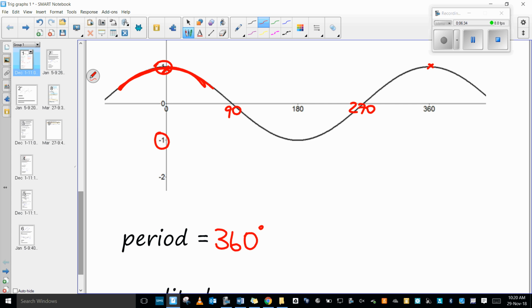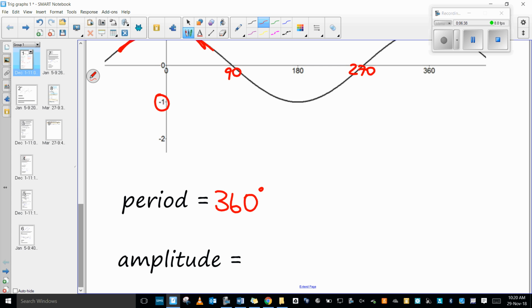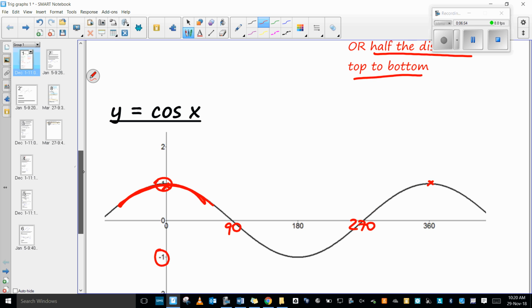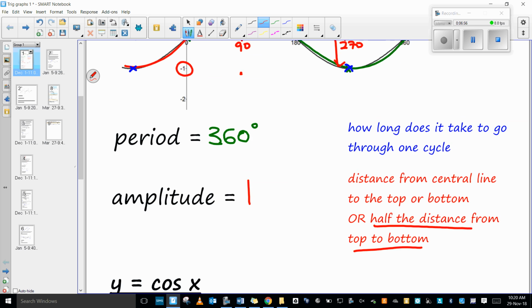She's scared me. Amplitude for this one reads the same description: halfway between the top and bottom, and again it's 1. So the sine and cosine curves are very similar. They are actually just translations of each other. So this graph here could be shifted left or right to give us the cosine curve.